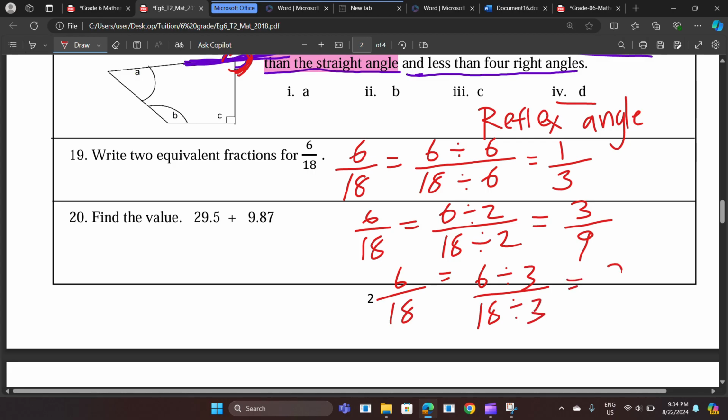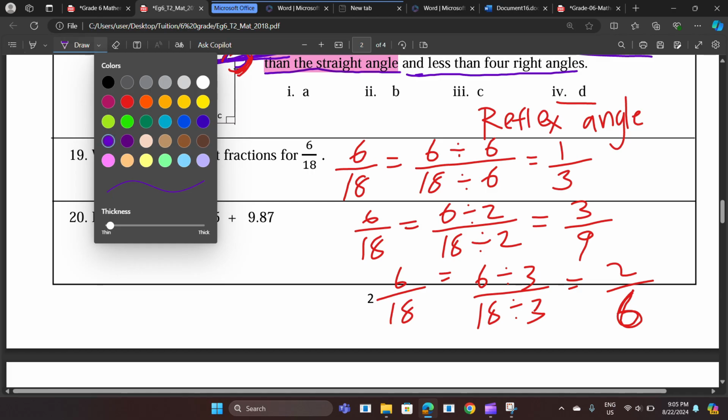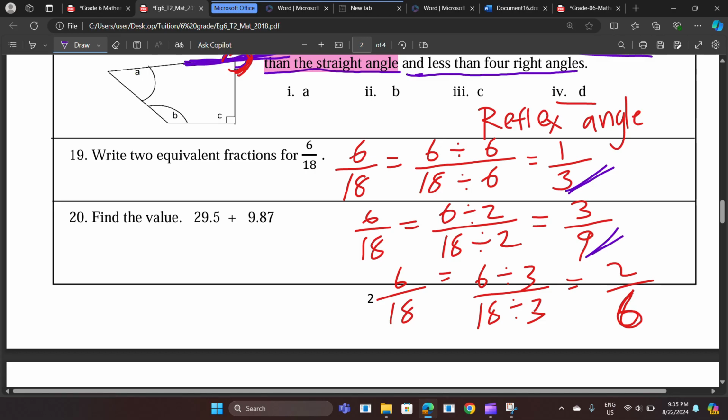So the answer is 2 over 6. Am I correct? Yes, I'm correct. So the answer, two equivalent fractions, it is asking only for 2. So you can write this one or this one or this one. Any of these 3, you can write 2 answers.